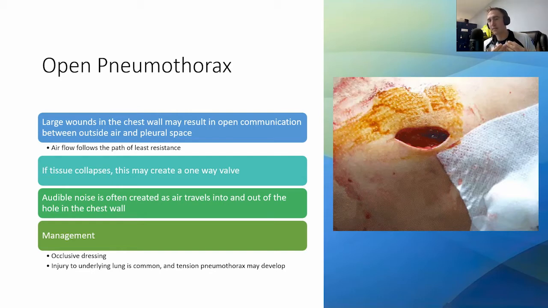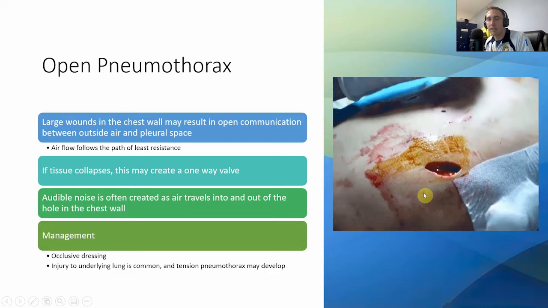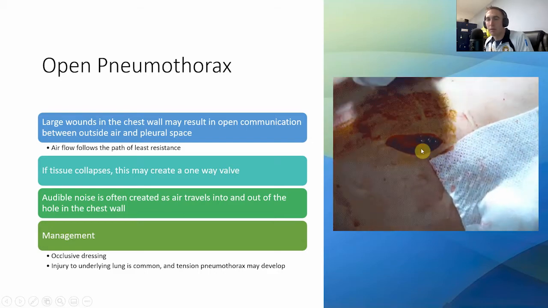Now, something that's pretty interesting is this could create a one-way valve if there is a flap still present. So if you do a finger thoracostomy, which we're not doing at the time of this recording, and there's a flap, you might not necessarily need to seal that because it can create a one-way valve. What makes it a sucking chest wound? Well, you hear audible noise as air travels in and out of the hole in the chest wall, and you can see some bubbling right there.